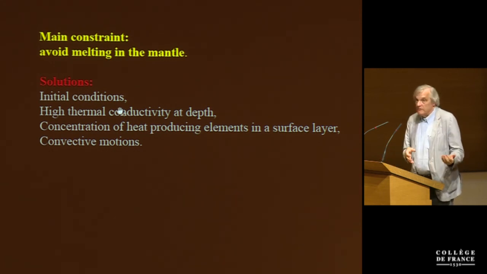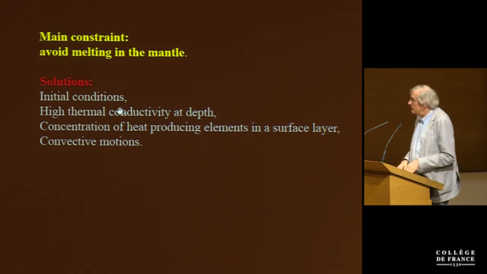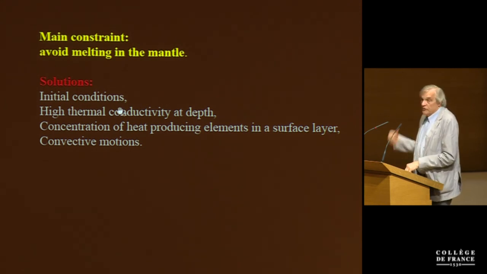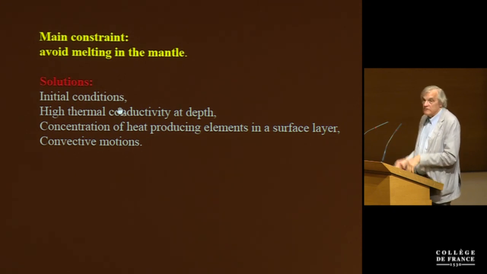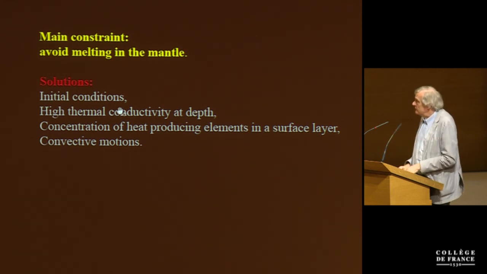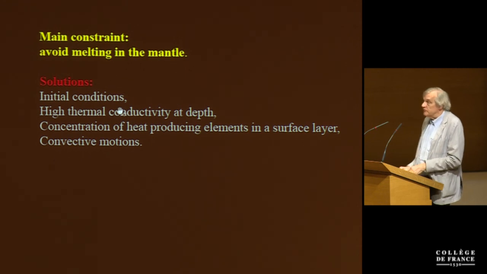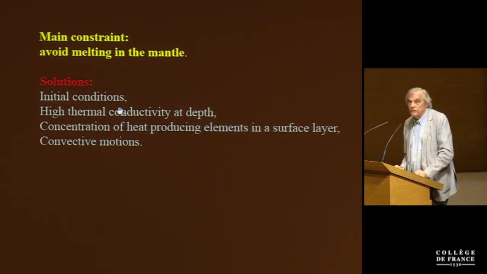There were some early models with the Earth as a cold planet, thermal conductivity at depth, conservation of heat-producing elements. If you concentrate all these elements in a surface layer, then you get rid of most of the problems. But this was considered not acceptable and not consistent with what we knew. And convective motions were mentioned as a potential solution to the problem.